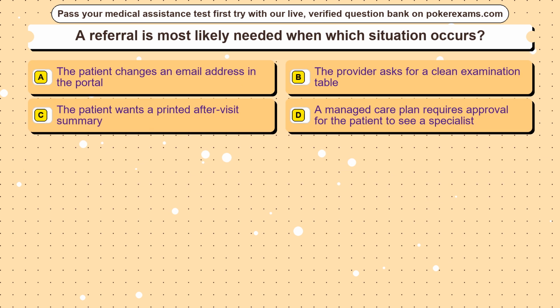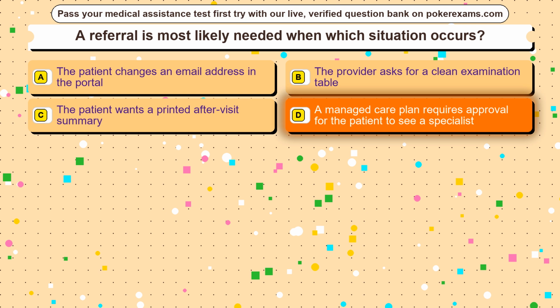Question 51. A referral is most likely needed when which situation occurs? Option A. The patient changes an email address in the portal. Option B. The provider asks for a clean examination table. Option C. The patient wants a printed after-visit summary. Option D. A managed care plan requires approval for the patient to see a specialist.